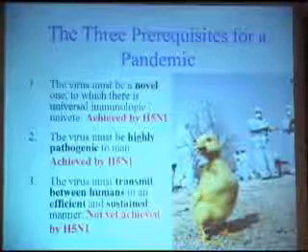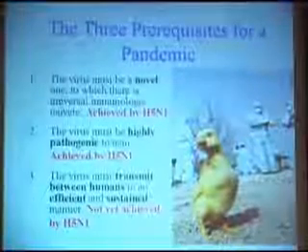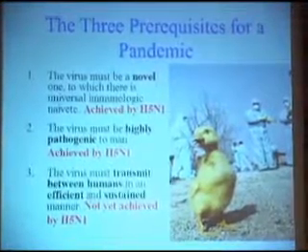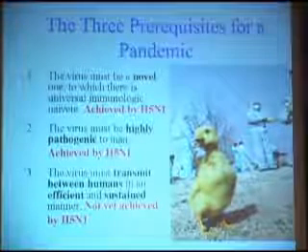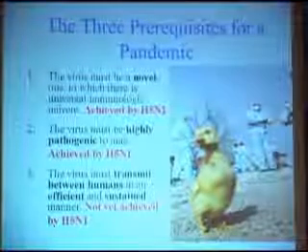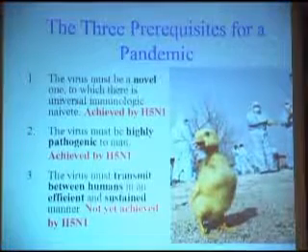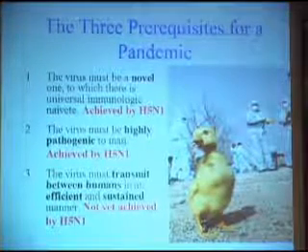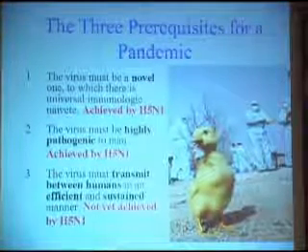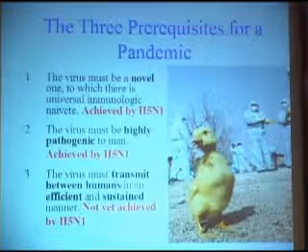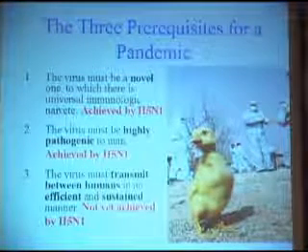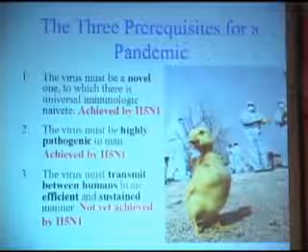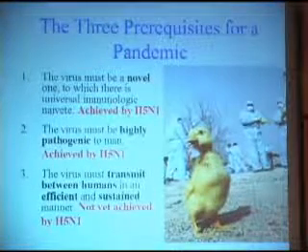Now, what are the requirements for a pandemic? Three things have to occur. First of all, it must be a completely novel virus to which nobody has any immunological memory. So the H5N1 is that. It has to be highly pathogenic to man, which H5N1 also succeeds in that area. And it needs to be efficiently transmitted between humans. So this is what H5N1 has not learned to do, and it's the one step that's keeping us from a pandemic.